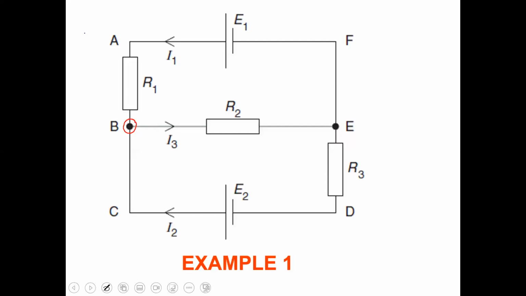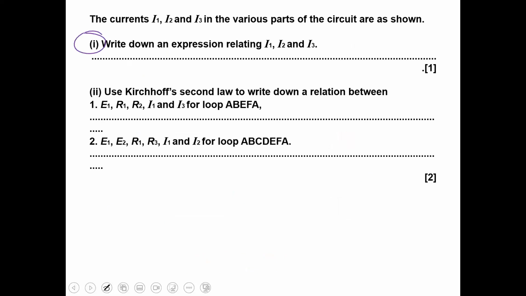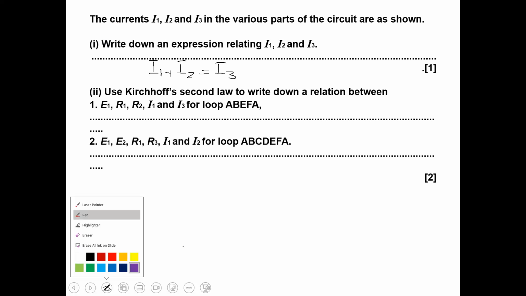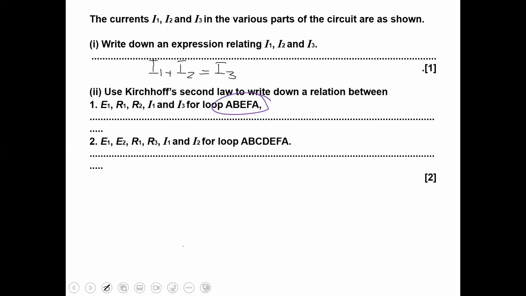Okay, now help me to make an equation here. Would it be I1 plus I2 equals I3? I1 plus I2. Yes, Zen, what do you say? Okay, so we have the first equation, I1 plus I2 is equal to I3. Yes. Now he's talking about a loop. He's talking about a loop A, B, E, F, A.